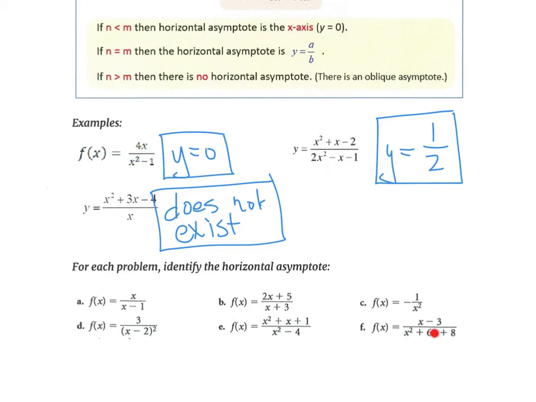I just need you to do these 6, identify them, make sure they're equations and not just numbers, and that'll be it for your assignment for today.